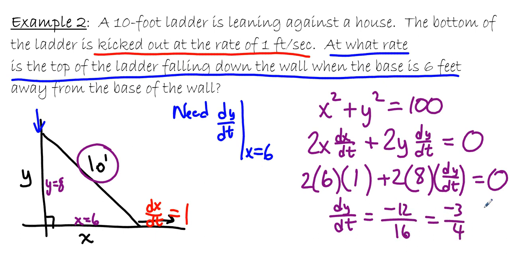That's negative 3/4. What's the rate on that? Feet per second. We measure y in feet. We measure t in seconds. So the rate is negative 3/4 feet per second. This makes sense. It makes sense that this is a negative number because y is decreasing. So dy dt should be negative.